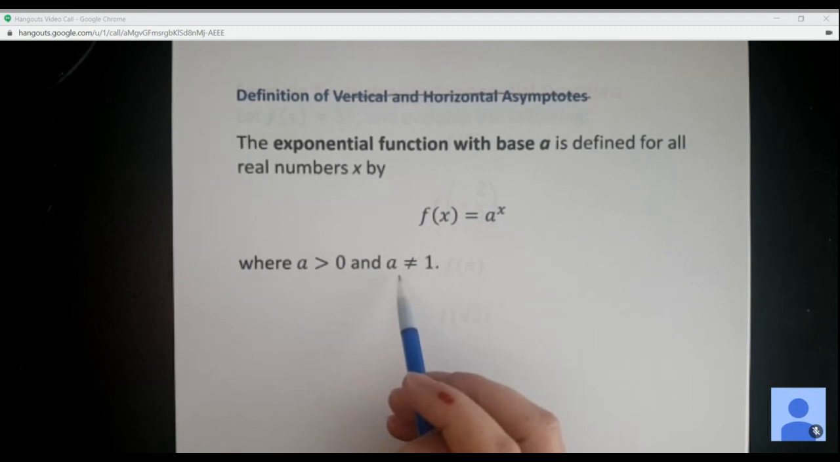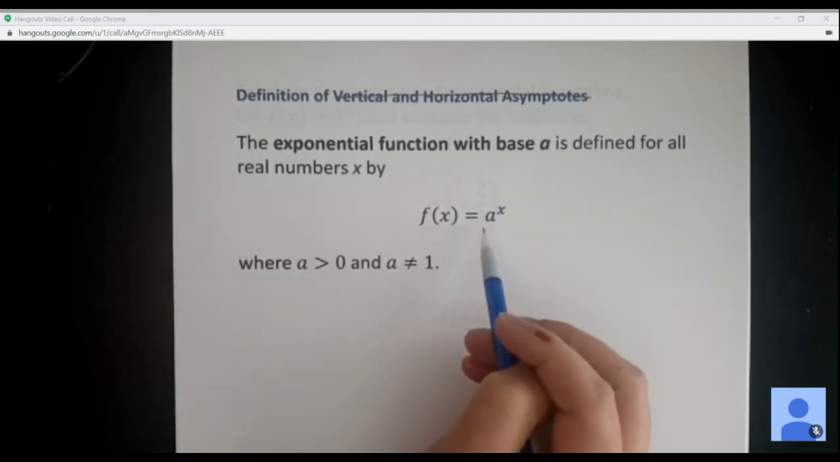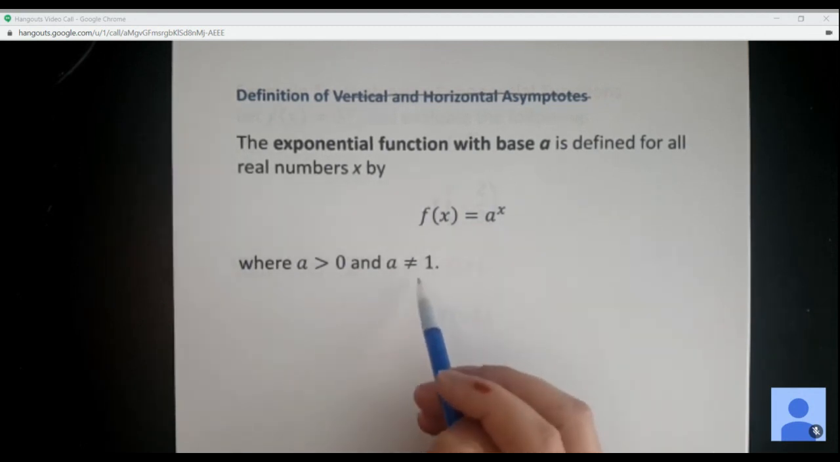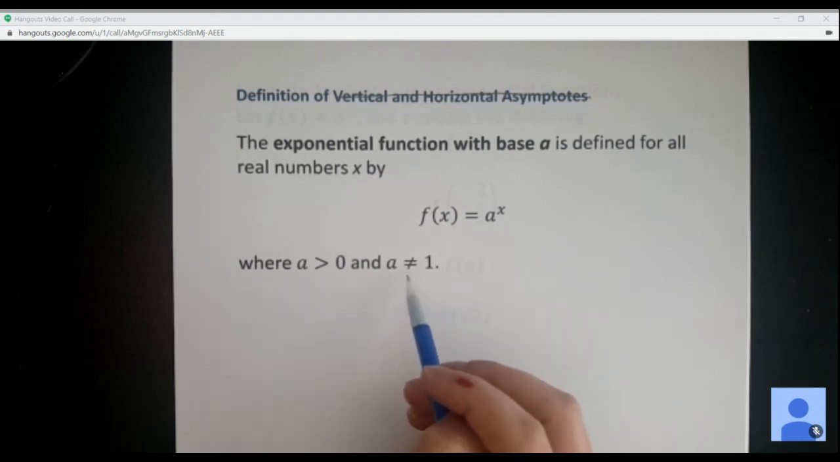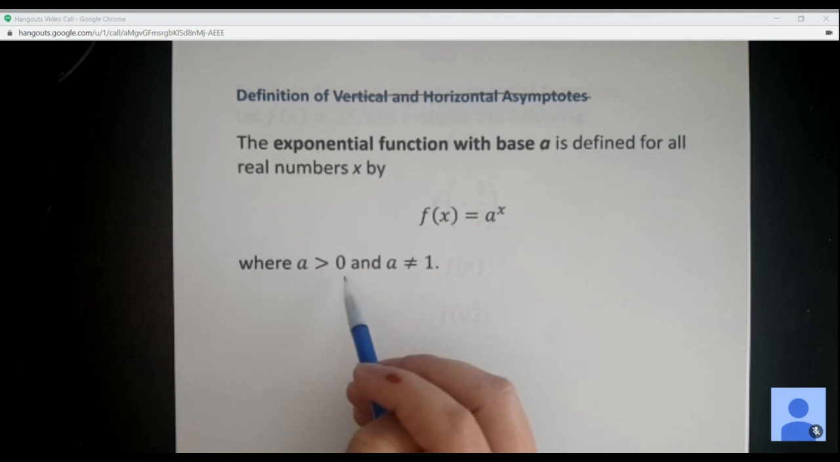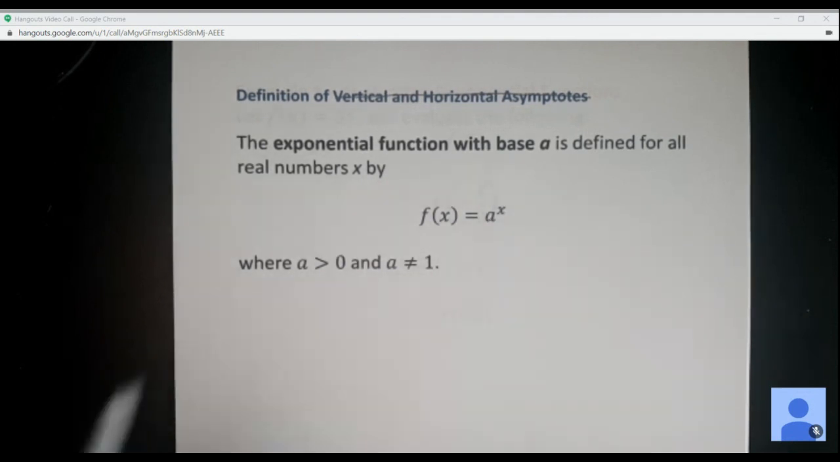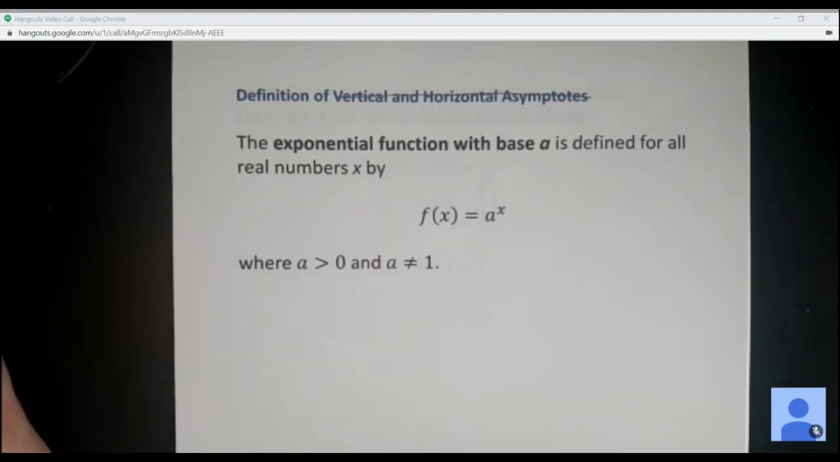And in this case, a can't be equal to 1 because 1 to any power is just going to be equal to 1. So this would just give us a horizontal line if a was equal to 1, right? So that's why we can't have 1 as the base, and we want to use a positive number as the base, but this is going to be the general form for an exponential function. Okay?